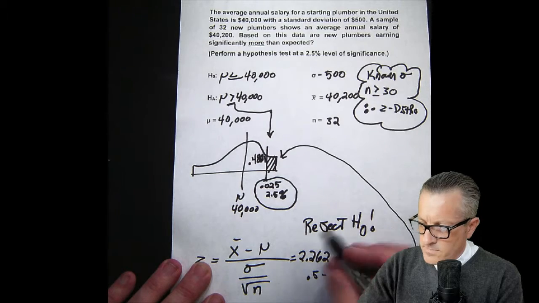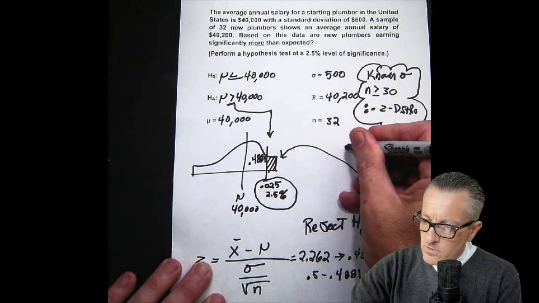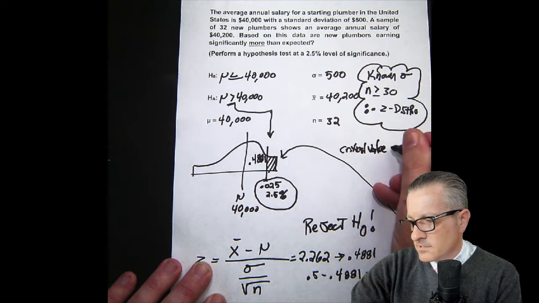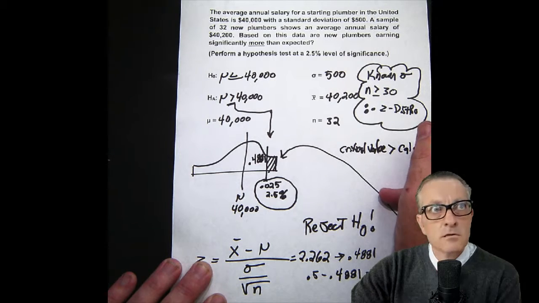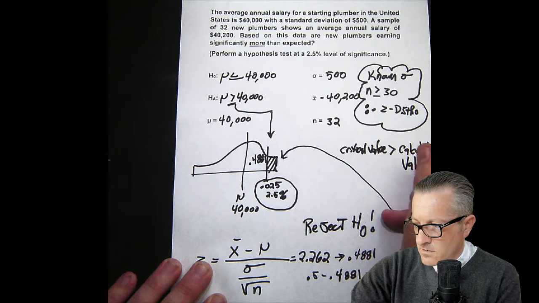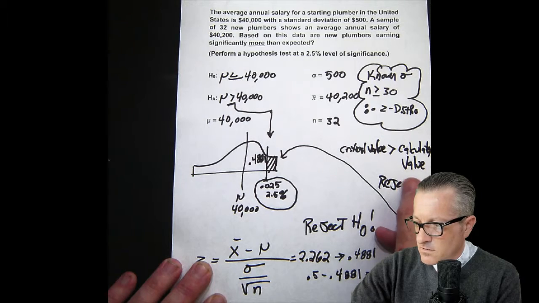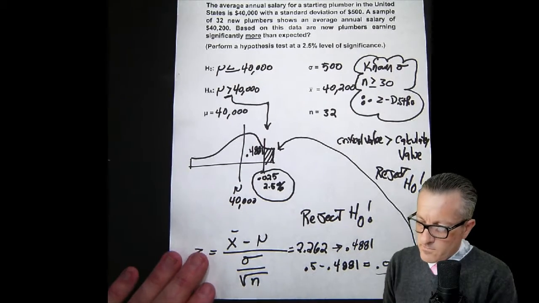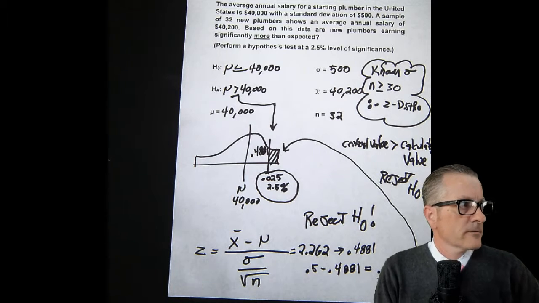And one way to remember this too is when your critical value is greater than your calculated value, you reject. Okay, so that's how we do that by hand with a table. Let's just take a look at the calculator real quick.